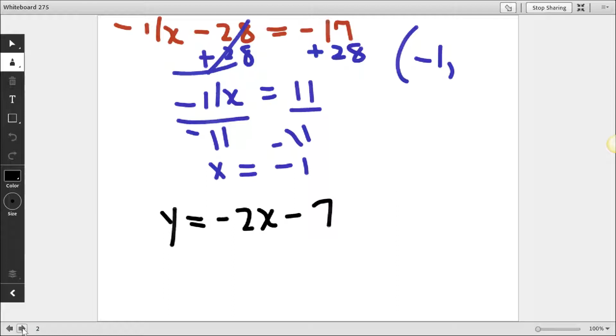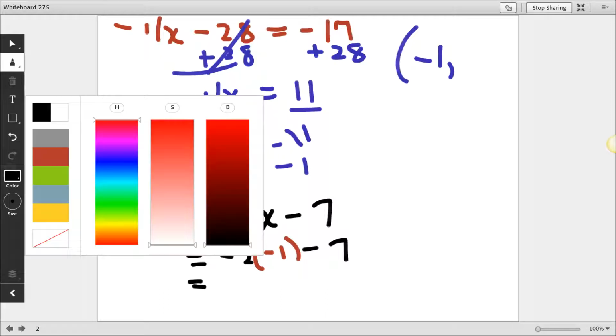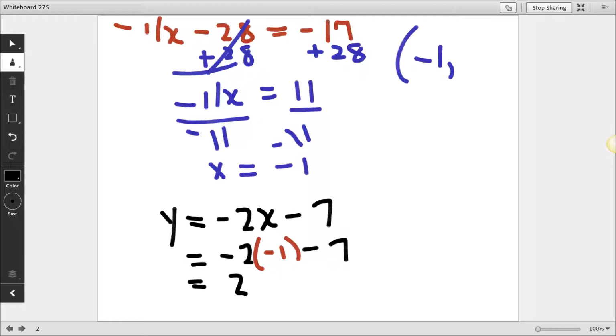And then what I'm going to do is I'm going to substitute negative 1 in right there. And that's going to end up giving me negative 2 times negative 1 is positive 2 minus 7, and that's going to be negative 5. And so there's my final answer.